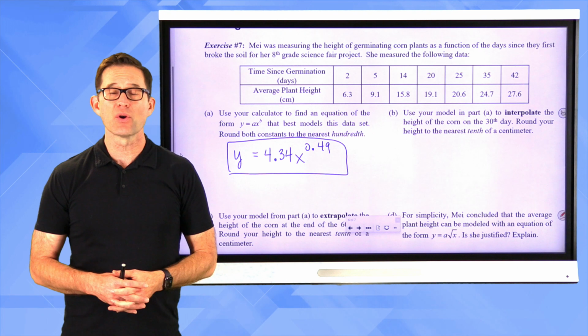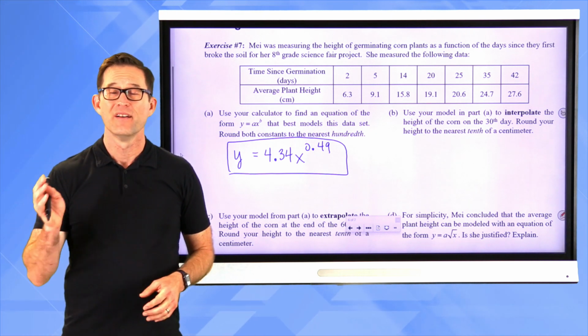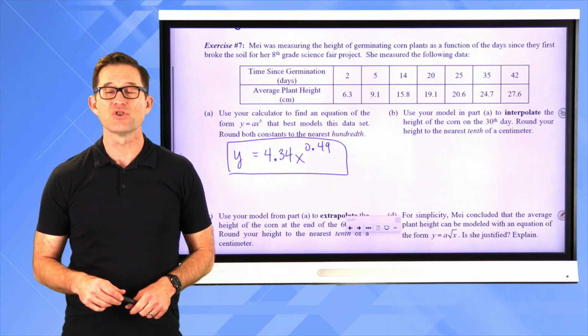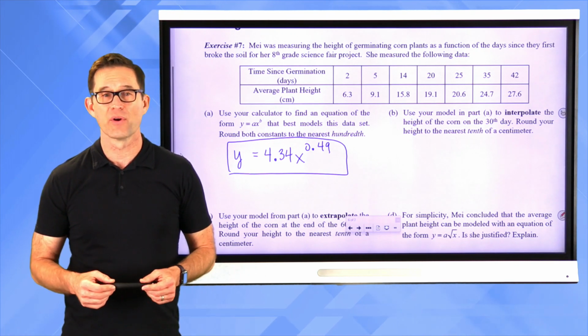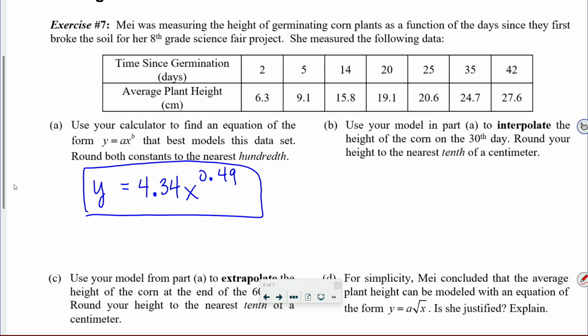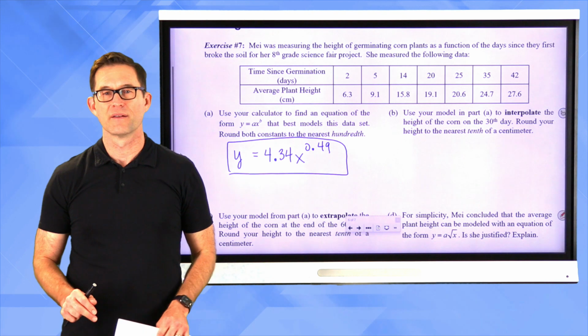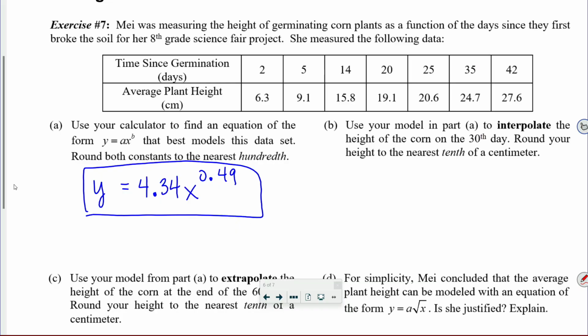Awesome. Well, this is pure, straight up calculator work. See what you get when you do that interpolation to find the height of the corn on the 30th day using the model. Okay, well, it really is calculator work. We're just going to show the substitution. I'll have y equals 4.34 times 30 to the 0.49. We're going to literally just put that in our calculator just like that, and we get 23 centimeters.